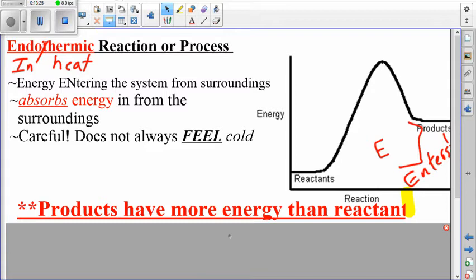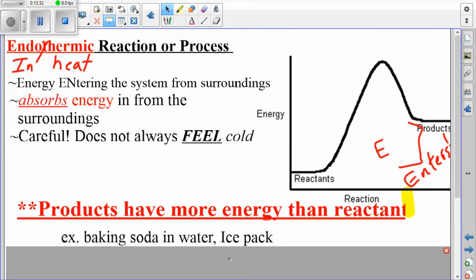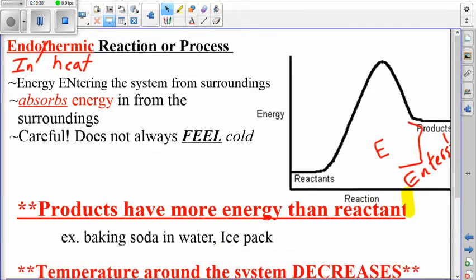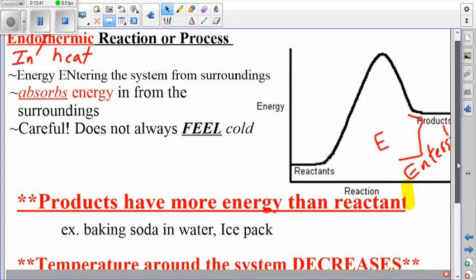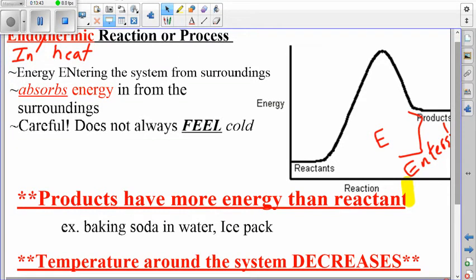Exothermic, endothermic, yin, yang, they are opposites. Example of this, baking soda and water, an ice pack maybe, something like that. And you can say the temperature around the system will decrease, which makes sense because the system has energy entering it. So that means the surroundings temperature will go down as the temperature of the system will go up.